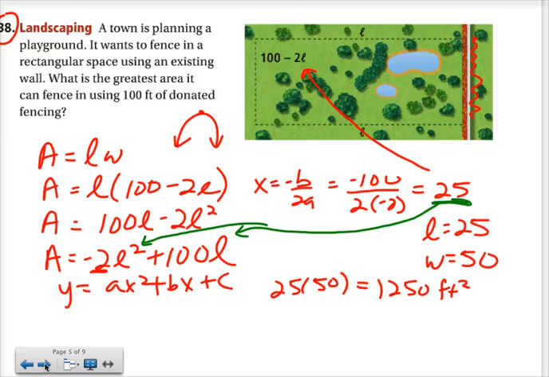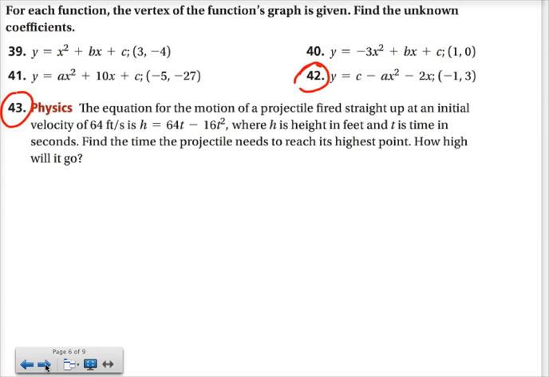And then number 42. It's strange. It's not exactly the same as the one we did in class. The first thing you want to do is go ahead and put all of these in the correct order that you see up there. And then we have our negative 1, 3.